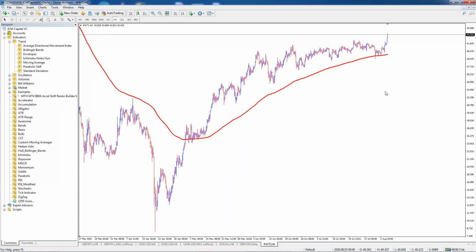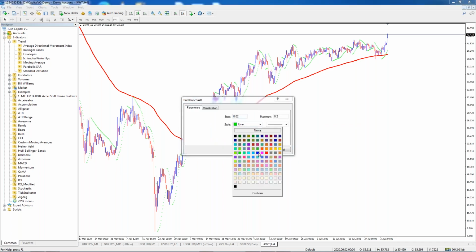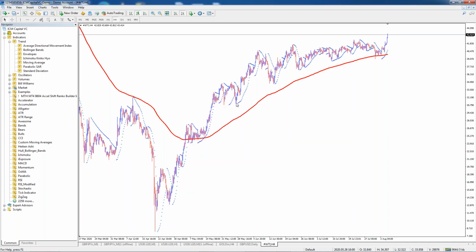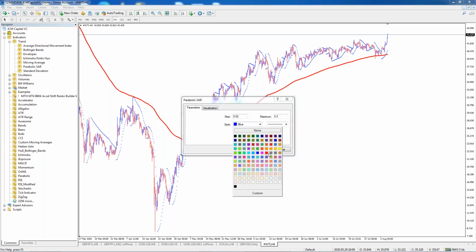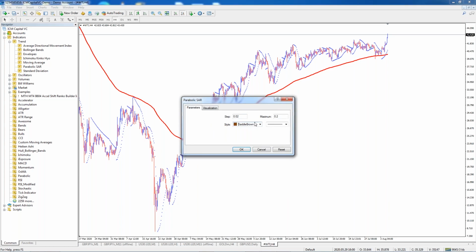So this is one of the ways that you can use in trading. There is another one which could be, for example, using the parabolic SAR. So you can choose a parabolic SAR, which could be, I'm going to use the blue color, or let's choose another color that could be more clear.